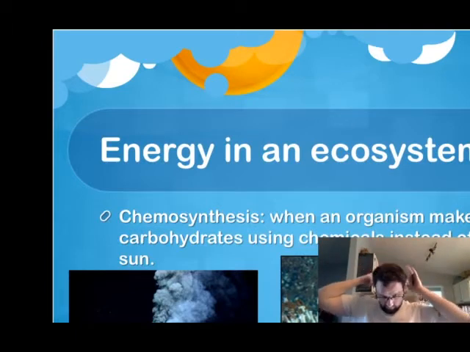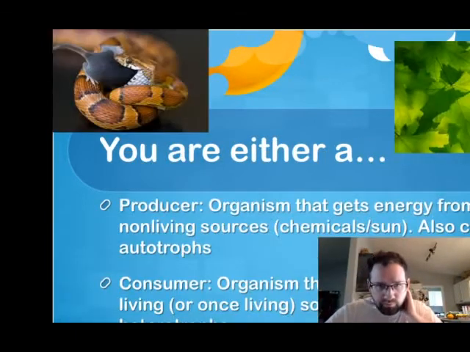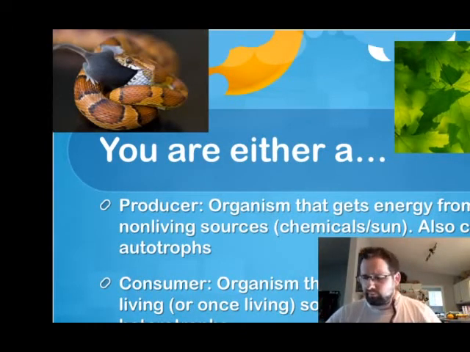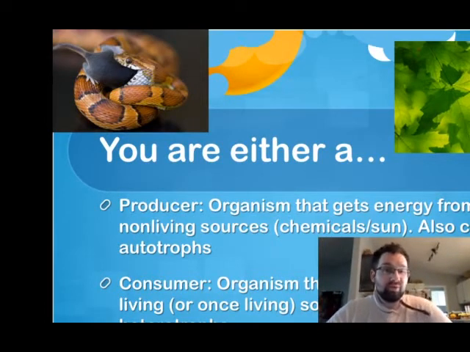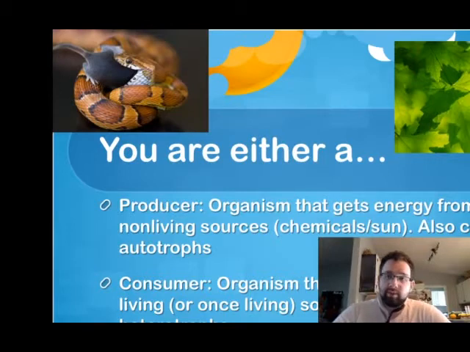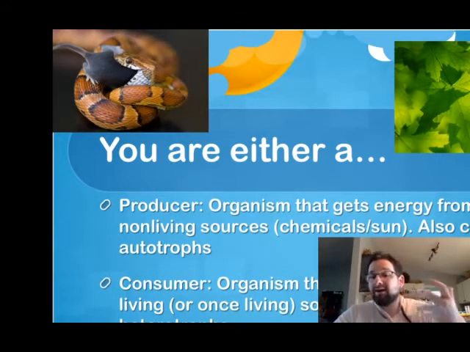Okay, so all organisms, I think I've given these words before. I don't quite remember. You're either a producer or you're a consumer. Another word for this is an autotroph or a heterotroph. So producers produce. They get energy from non-living sources, chemicals like the bacteria in the deep sea vents. Plants, obviously, get energy from the sun. They're producers or an autotroph.